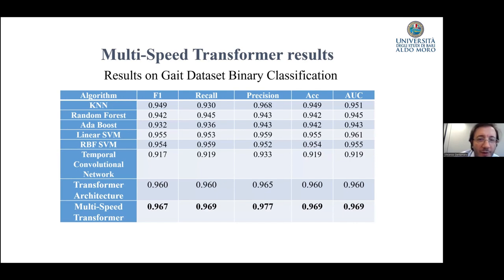The results are very significant because the multi-speed transformer in the binary classification, healthy versus non-healthy, reached 96.9% accuracy, which is over 1% higher than the linear SVM that we saw previously. It also outperformed the vanilla transformer and the temporal convolutional network, TCN.